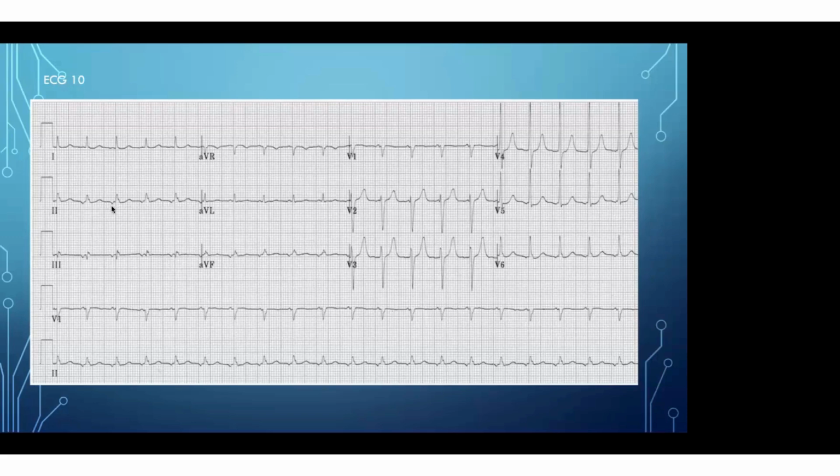So you can see the P wave is negative in 2, 3, aVF. Usually it is positive in 2, 3, aVF. So you can see the atria is activated from the inferior part of the atria, and then it goes up. That's why it is negative in the inferior leads, because the activation is away from the inferior leads. And this tachycardia is ectopic atrial tachycardia.